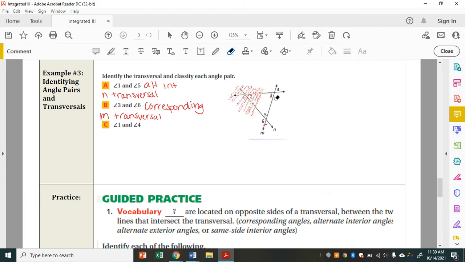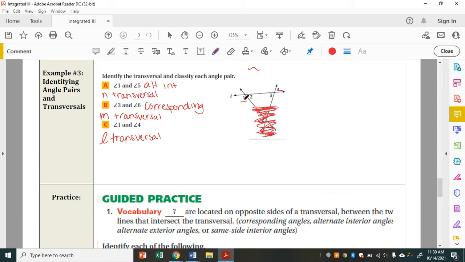Okay. And then lastly, we need to look at angle 1 and angle 4. Again, this section down here doesn't matter to us. So it makes it a little bit easier to see that line L will be my transversal.